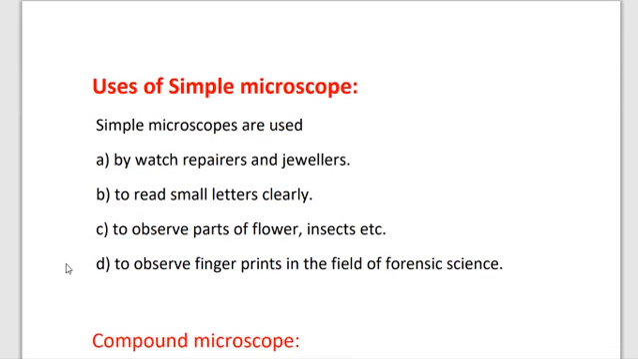The next one, uses of the simple microscope. We use the simple microscope in the following places. Repairers and jewelers: watch repairers use the simple microscope to read small letters clearly. Very small letters appear larger, enlarged, with the help of the simple microscope. It is also used to observe the parts of flowers, insects, etc., and to observe fingerprints in the field of forensic science.